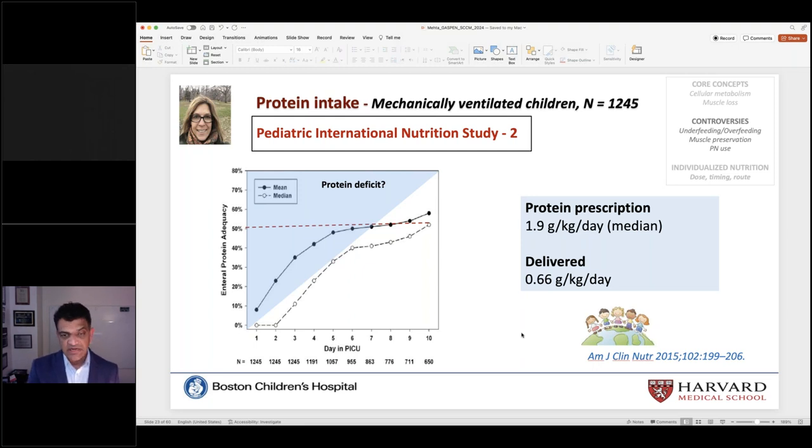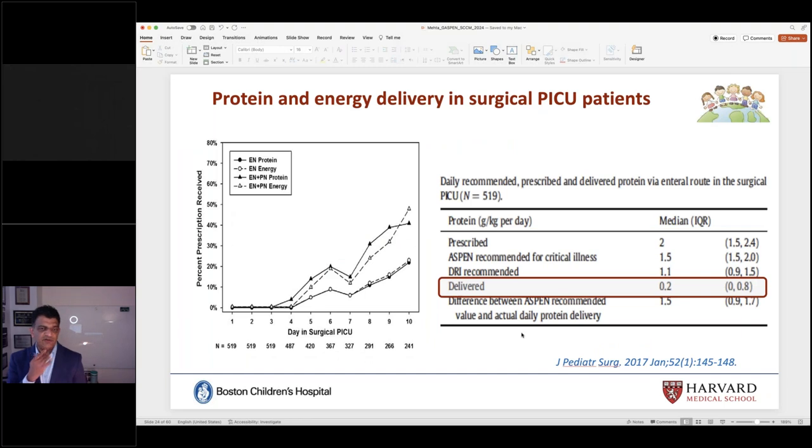This is even worse in surgical patients. So these are data from 500 surgical patients from, again, a lot of pediatric ICUs all over the world. And again, the graph on the left, very similar to the previous one, this time even showing you, if you use PN in these surgical patients, you are not even reaching 20% at the end of 7 days. And you can see the median delivery was 0.2 grams per kg per day, which was dramatic. And if you believe that adequate protein is important, then we have a lot of work to do.